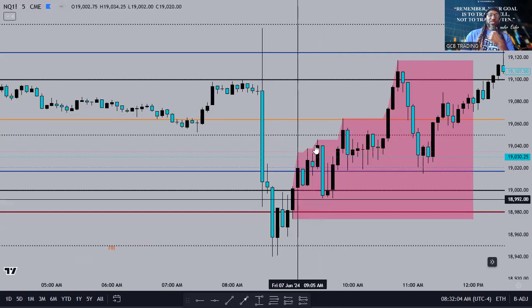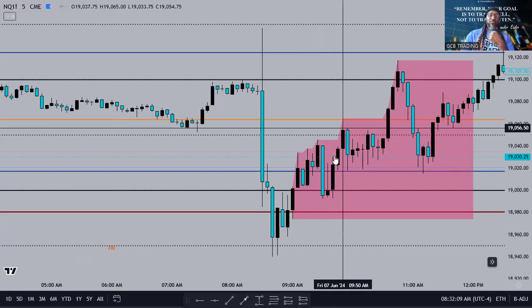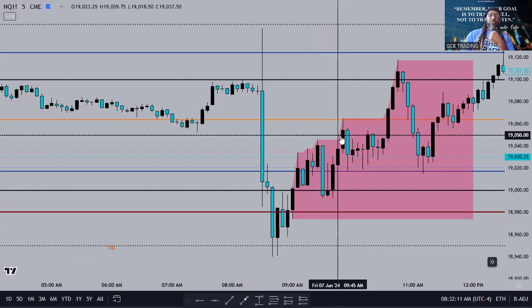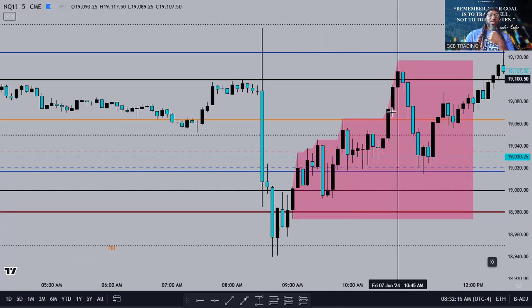As you can see, they shot it up, they came back, they retested the W. You could have been in a 5-minute time frame and caught 50 points right here, as well. Then they gave you another opportunity right here as well.